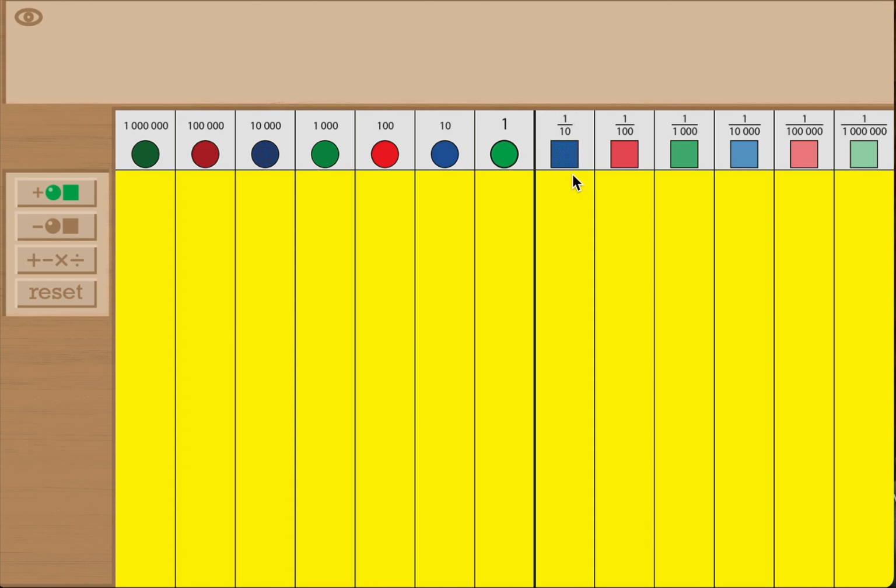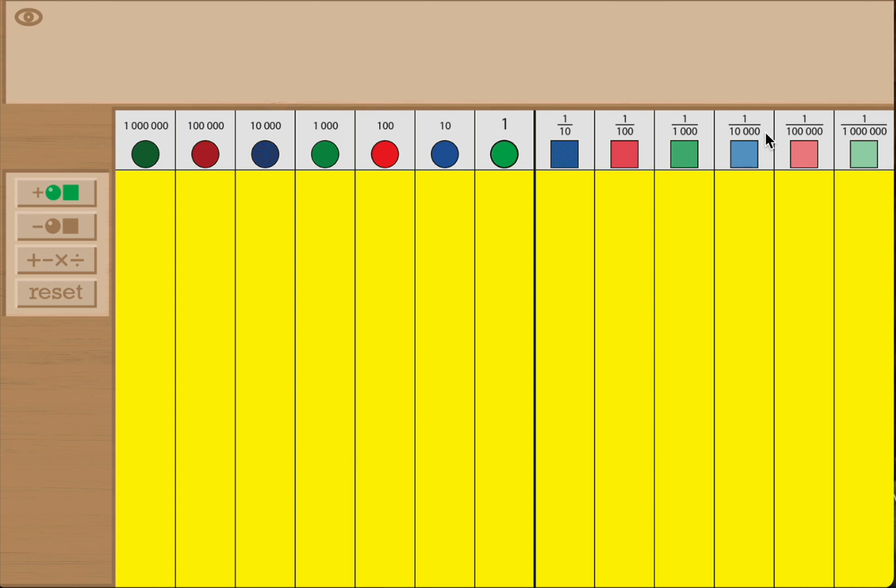And if we take 1/10 and we divide that into another 10 pieces, we get 1/100th. And if we take our 1/100th and we divide that into another 10 pieces, we get 1/1,000th. And if we take our 1/1,000th and divide that into another 10 pieces, we get 1/10,000th.